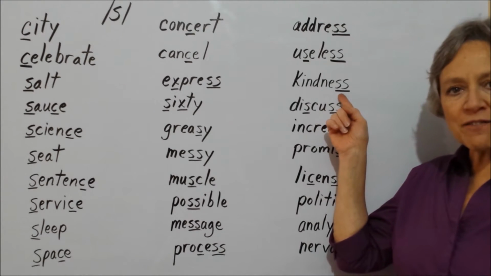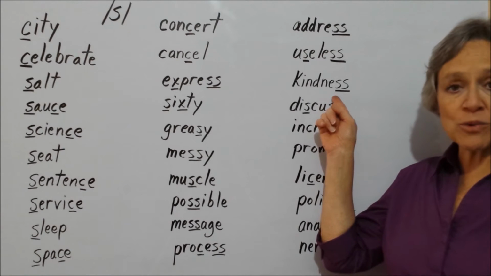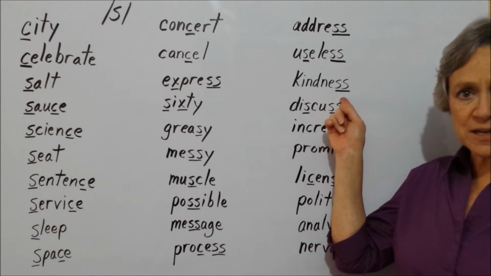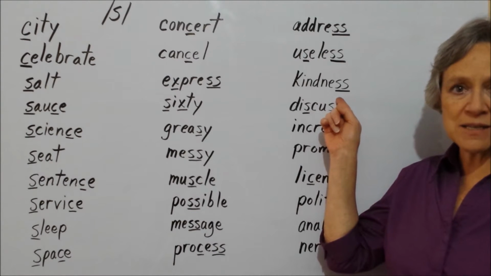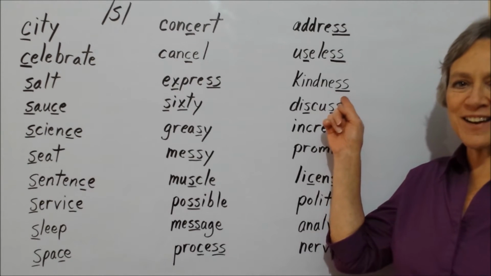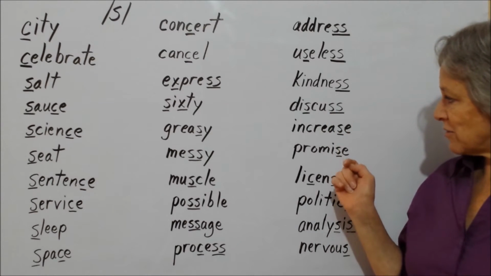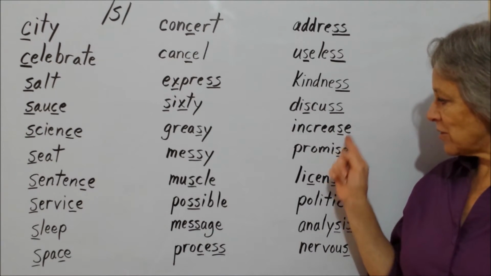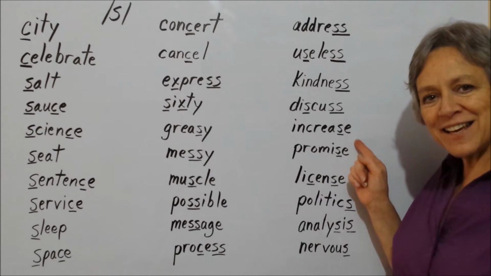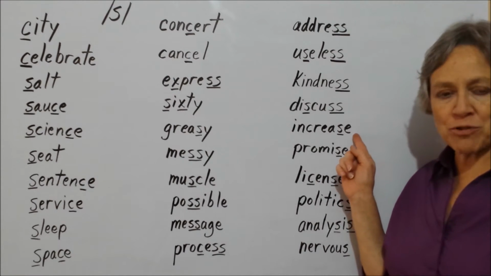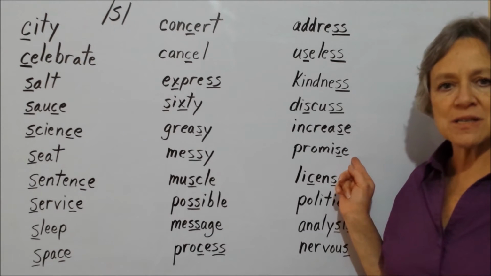Here, where I have N-E-S-S, this is a suffix that can be added to many other words as well. This one is kindness. I could have happiness, sickness, okay? Many other words that end in N-E-S-S. Discuss, increase. Here's another, well, a few words, a couple right here. I have S-E and S-E. The E is not pronounced, so the last sound in these words is the S sound.